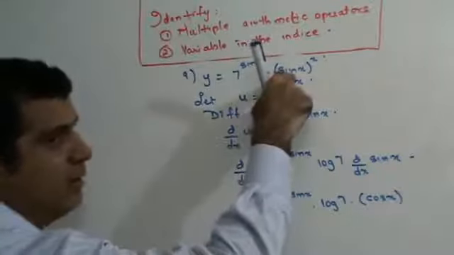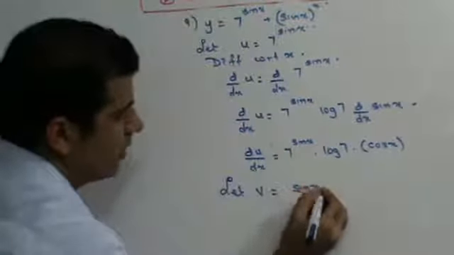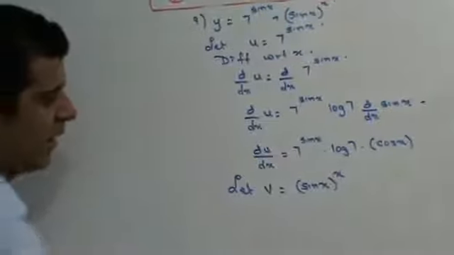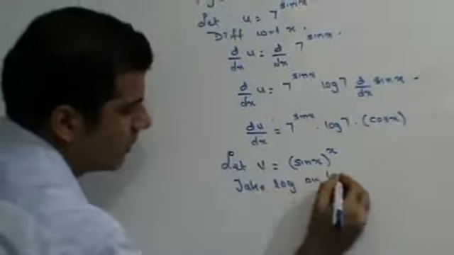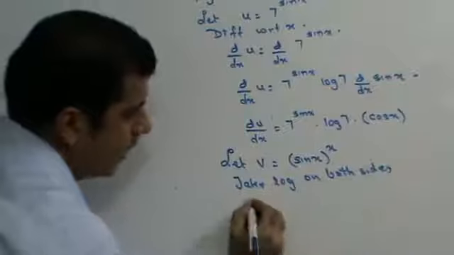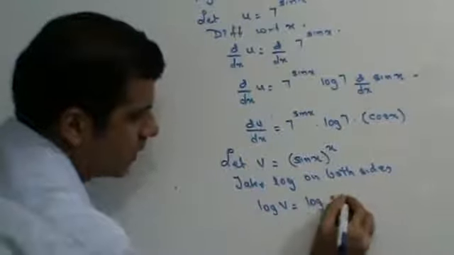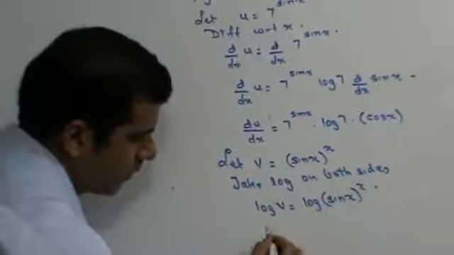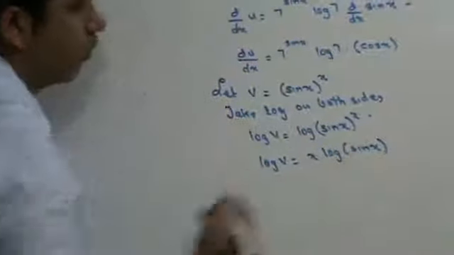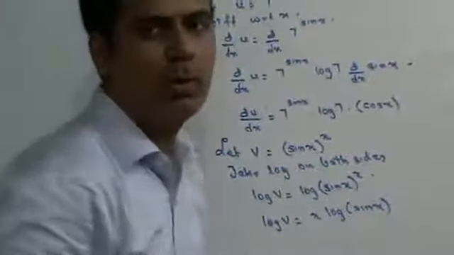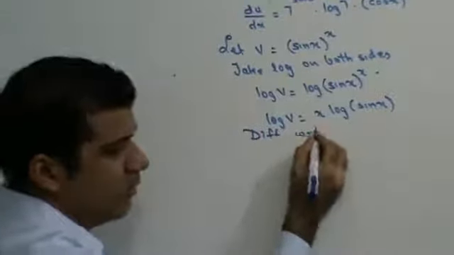Now let the second term be equal to v. So let v be equal to sin x raised to x. There is a variable in the indices, so take log on both sides. I will get log v is nothing but log of sin x raised to x. Log v is x log of sin x. Whatever is the term in the indices comes before the log, right? Now differentiate with respect to x.